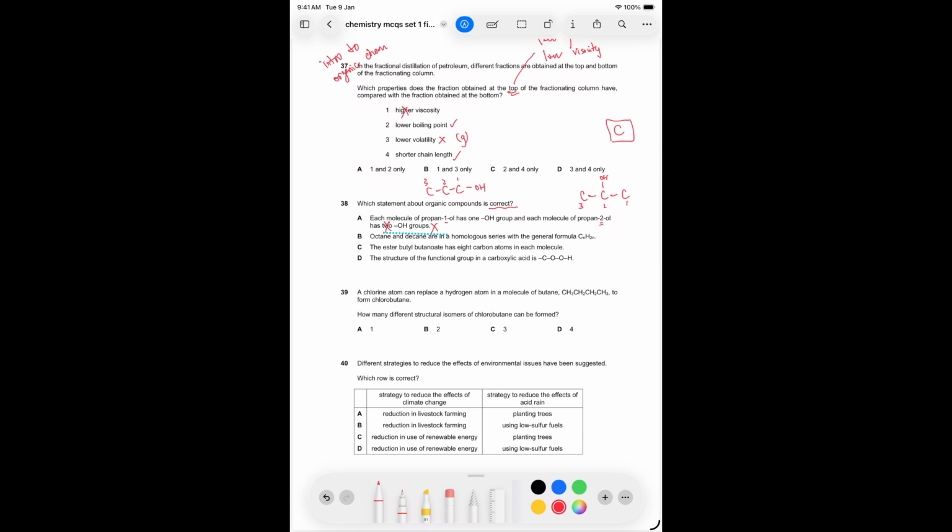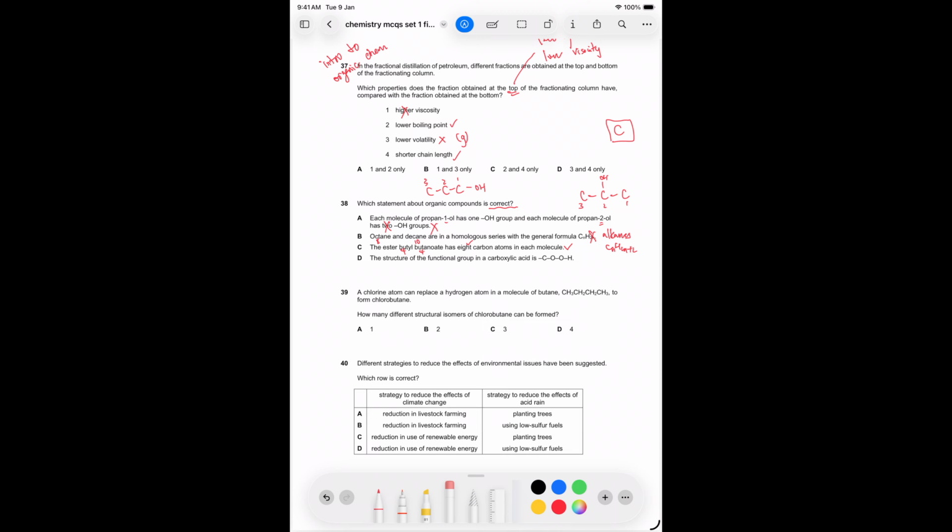Option B, octane and decane. Octane is 8 carbons and decane is 10 carbons. They are in a homologous series with the general formula CnH2n, which is false, because they are all alkanes. Alkanes are CnH2n+2. Option C, the ester butyl butanoate has 8 carbon atoms. Bu is 4, there's 4 here, there's 4 here, total is 8. This is true.